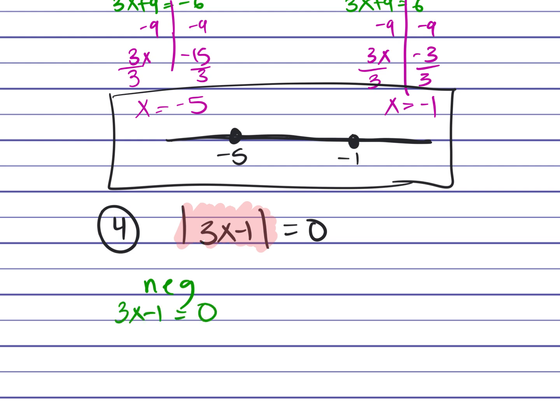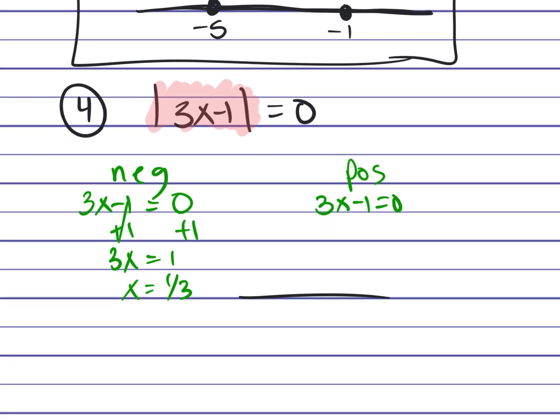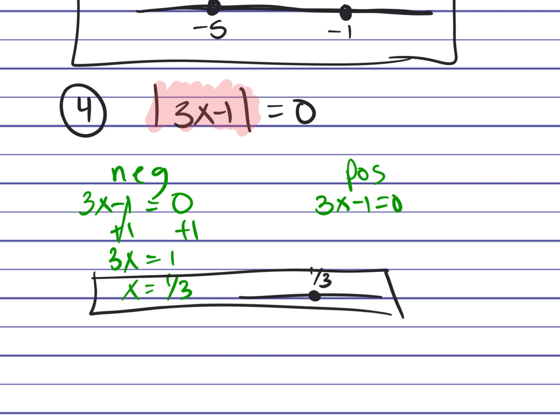Can't have a negative 0. And for my positive side, it's the same thing. 3x minus 1 equals also positive 0. So it's the same problem. It's going to give me the same answer. So I only have one solution, and it's 1/3. And that's simply because I could not have a negative 0. So whenever your absolute value equals 0, we have one solution.